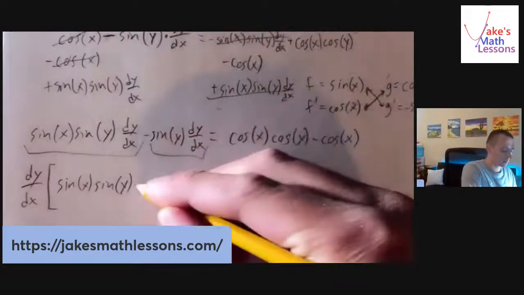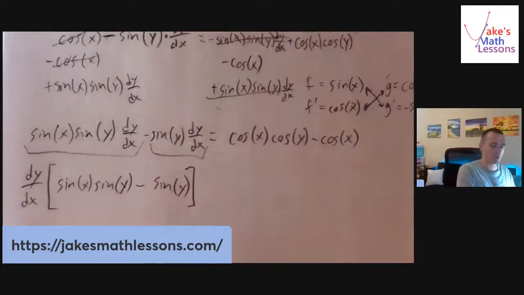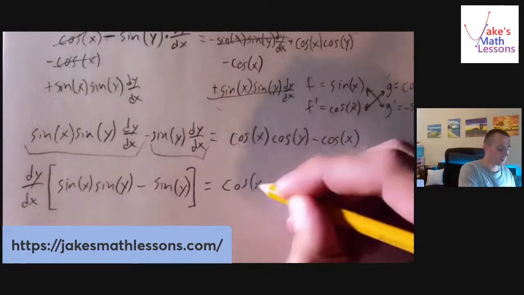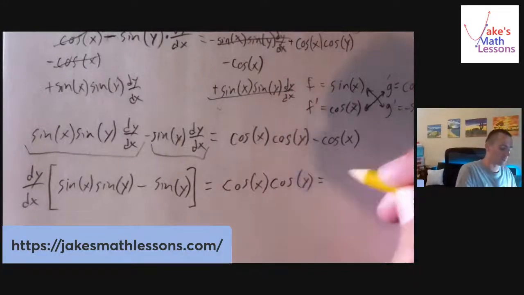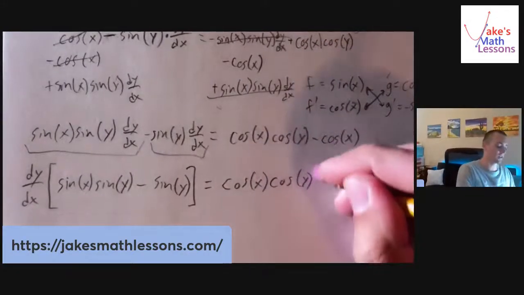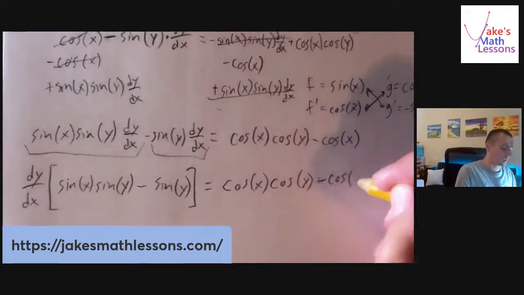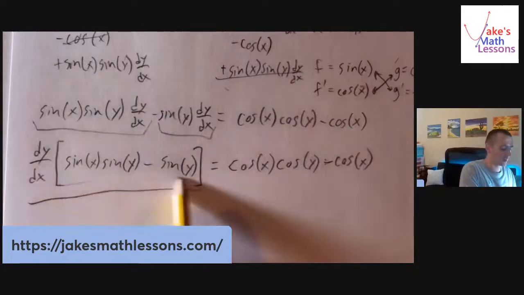minus sine of y. So the reason why it's important to do this step and to get to the point where we only have one dy dx is because what we're going to be able to do next is basically just move all of the other stuff over to the other side of the equation, which is just going to give us one dy dx all by itself on one side of the equation. So now we can divide both sides by all of the stuff that we have in the brackets here.